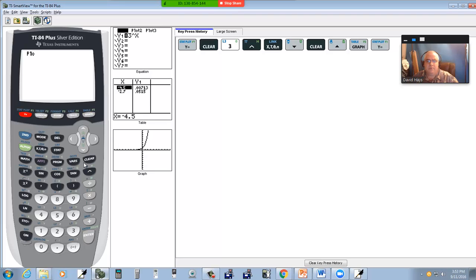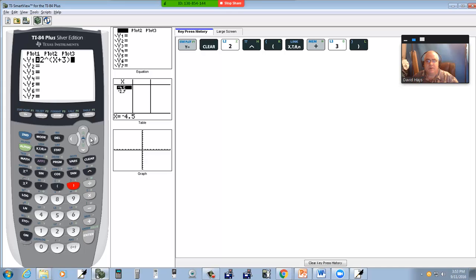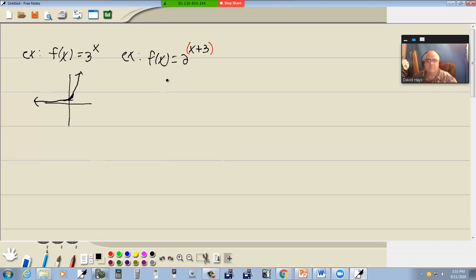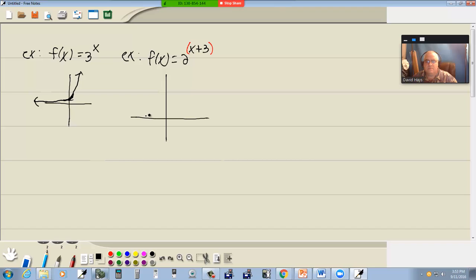So pressing y equals, clear. Do 2 caret, beginning parentheses, then x plus 3, and then closing parentheses, and then graph. And our graph looks like this.